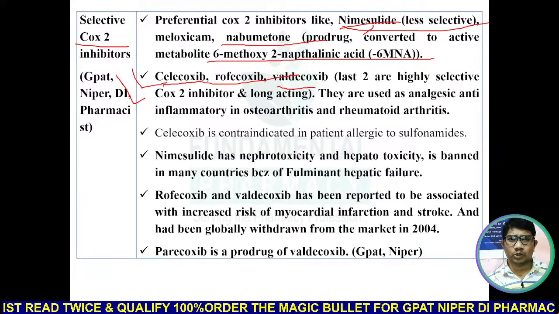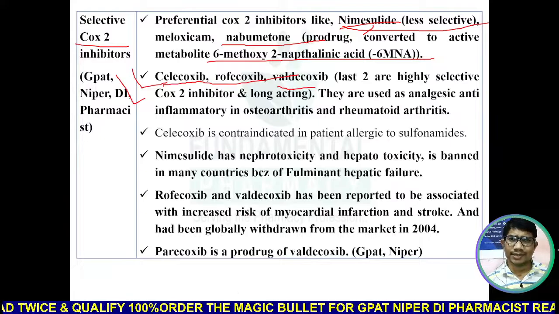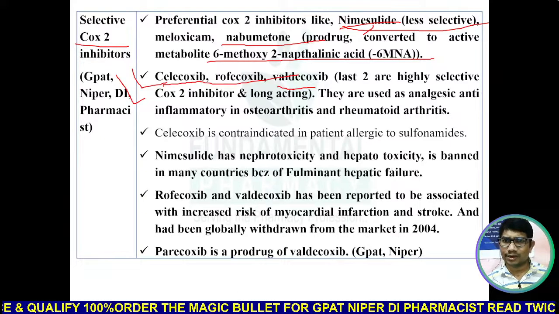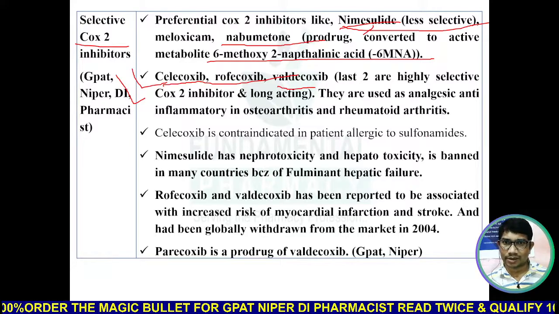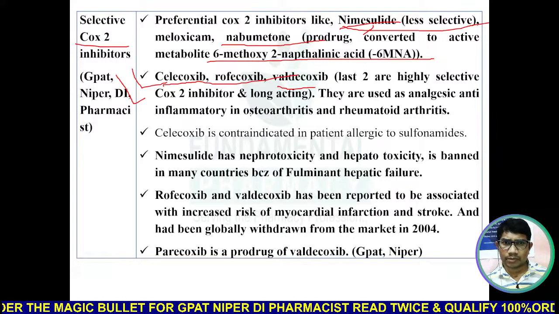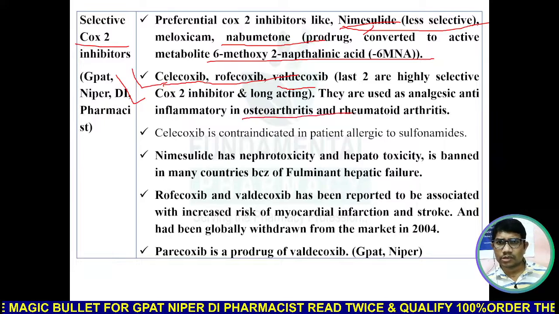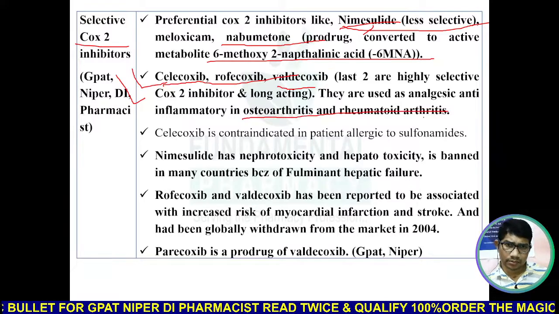Rofecoxib, valdecoxib, these two are the longer acting selective COX-2 inhibitors. They are also used as analgesic, antipyretic in osteoarthritis and rheumatoid arthritis. But most of them are not used. Why? Because they adversely affect your cardiovascular system.